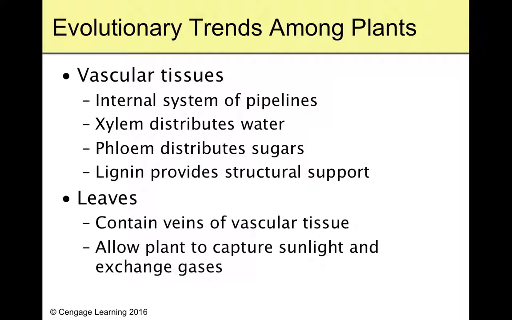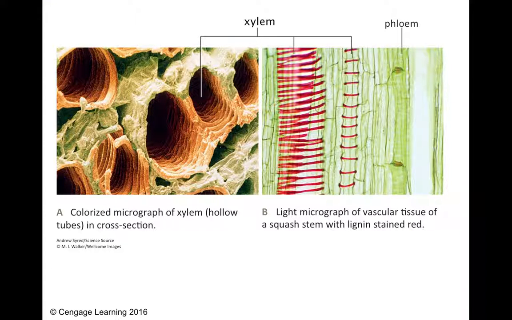Leaves contain veins of vascular tissue, which is where our xylem and phloem get all bundled up together, and then they run through leaves, which gives us those cool patterns on leaves that we call leaf venation. And the leaves allow the plant to capture sunlight. That's what leaves do. They're like little solar panels, and they exchange gases for the plant. So very, very important things that you're going to need to survive on land.